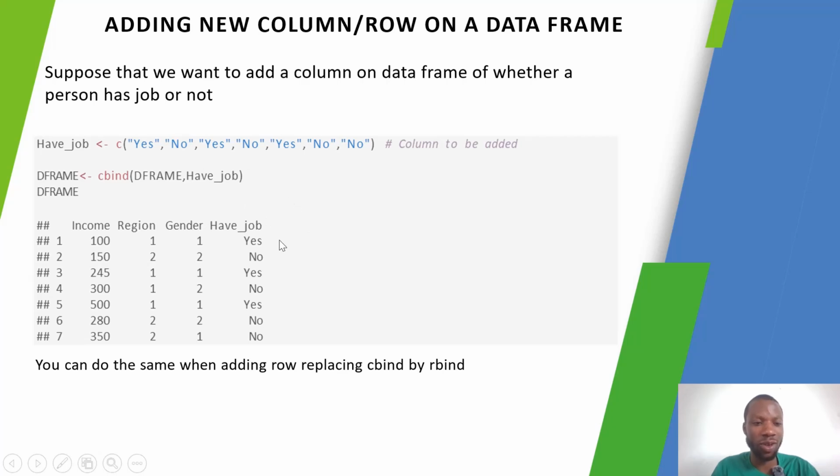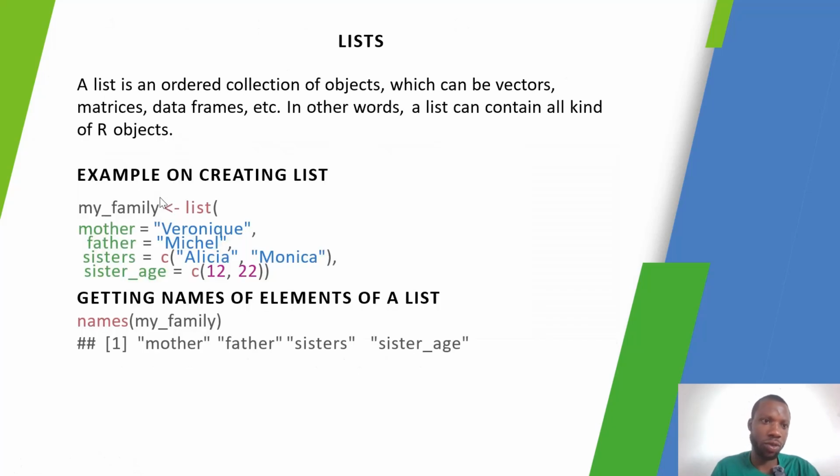You do the same when you are adding rows, but we are not going to use cbind, the column bind, when we are adding the rows. We will use rbind, the row bind, sorry. So that's what we normally do.